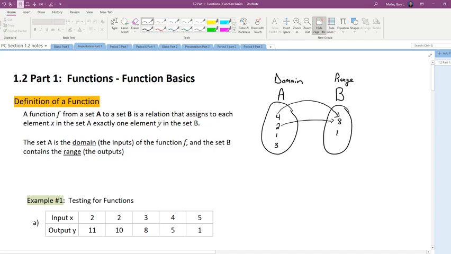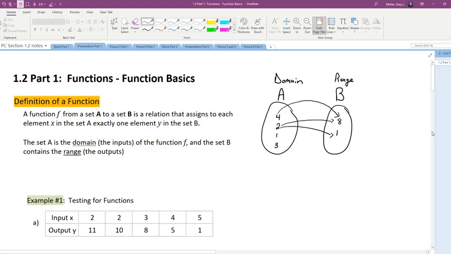4 can go to 8, 2 can go to 8, everything can go to 8. But 2 cannot go to two places. If 2 leads to an 8 and to a 1, then you don't have a function. So again, think about this in terms of inputs and outputs. You plug a number in and solve for y, you should get only one possible number. If you get two numbers, then that would not be a function. Most of what we work with are functions.